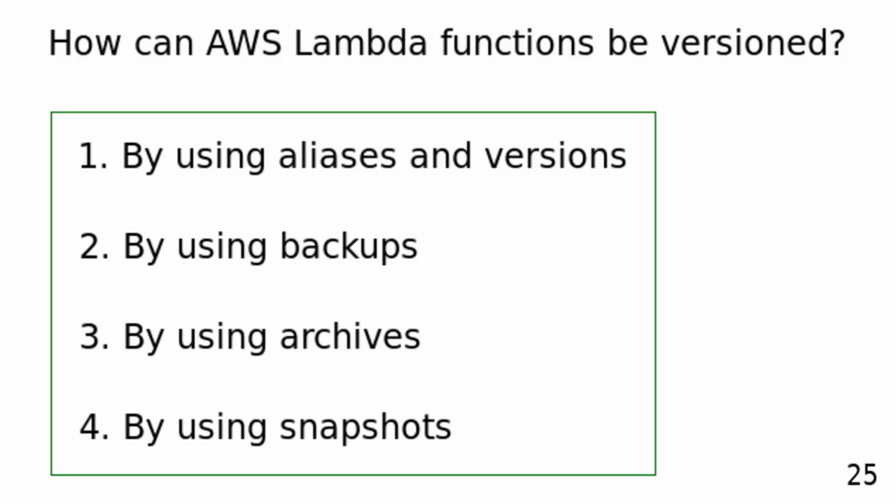How can AWS Lambda functions be versioned? By using aliases and versions. By using backups. By using archives. By using snapshots.